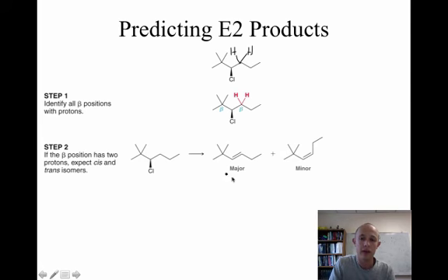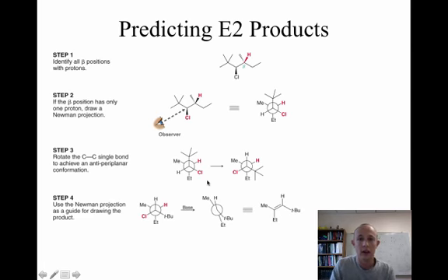However, since we have a choice, the trans product is always going to be major over the cis. So if the beta position has two protons, expect cis and trans isomers with the trans being the major product.